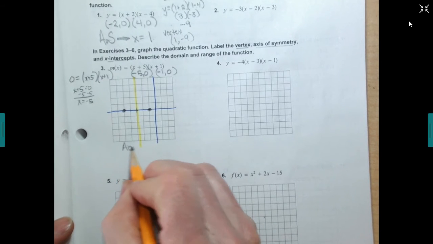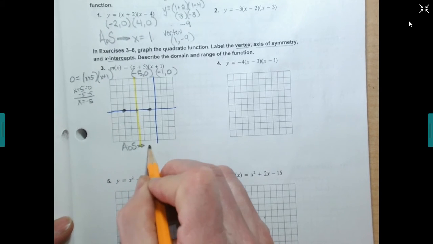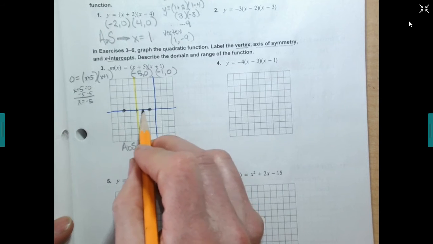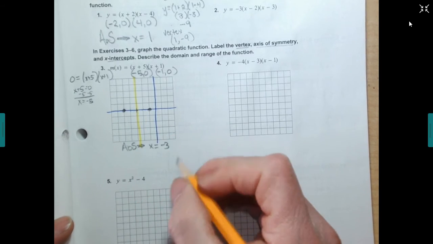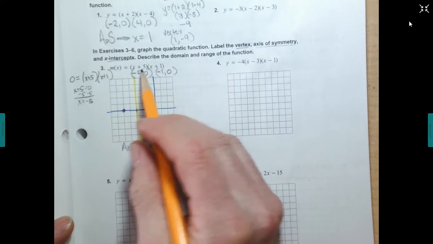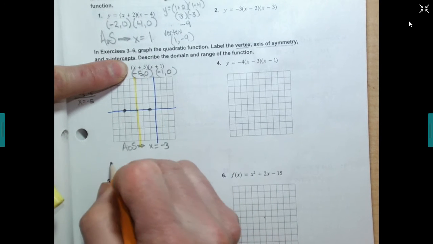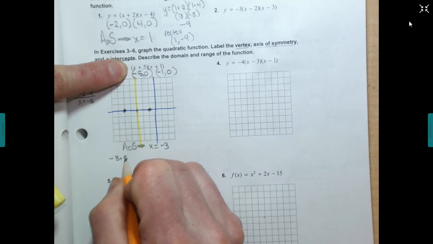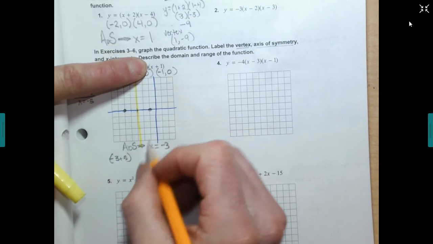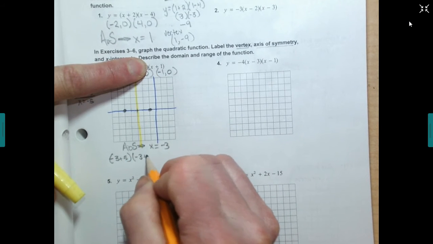So axis of symmetry, x equals 1, 2, 3, negative 3. And then we need our vertex. So I'm going to plug my negative 3 into this equation. So I have negative 3 plus 5 times negative 3 plus 1.